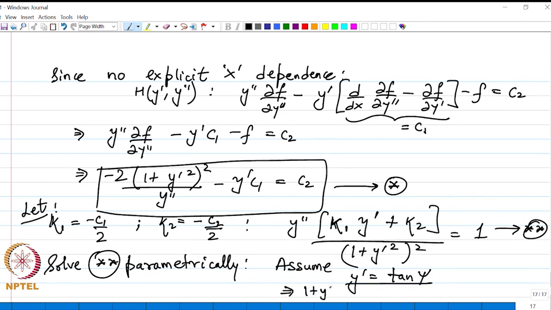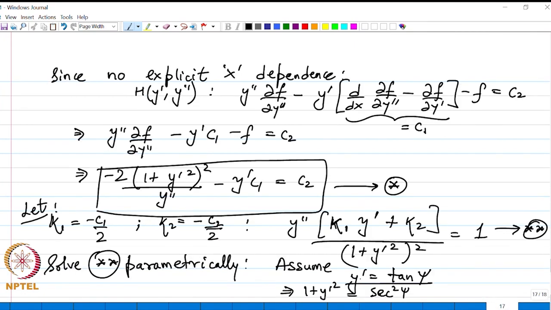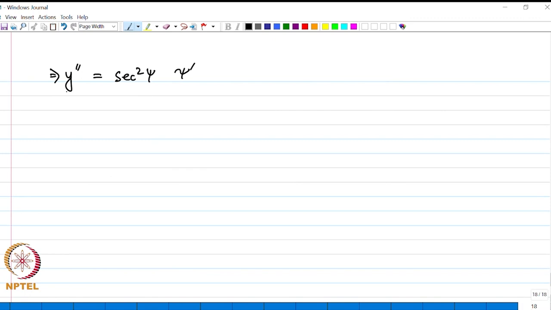So which means that my quantity 1 plus y prime square is secant square theta, right. Okay. And further, we also have the second derivative of y with respect to x. So, we need to find this with respect to psi, right. So my second derivative of y with respect to x is secant square psi times psi prime, because my y prime was tan psi. So, all I had to do was to differentiate this underlined expression just once, right. So, we got y double prime.